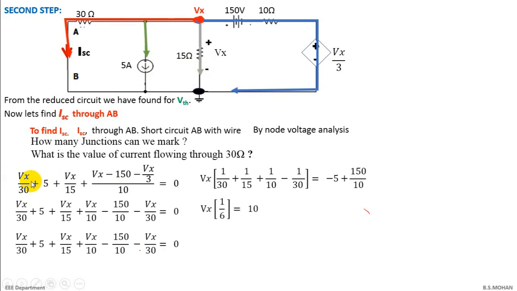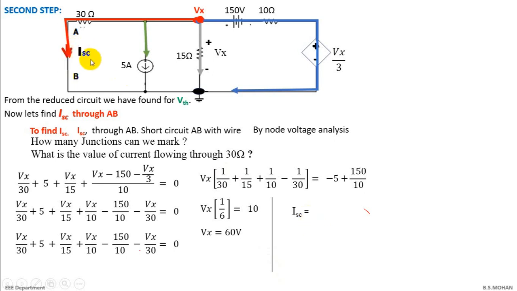When you solve, you'll get Vx as 60 volts. Remember, Vx was 75 for VTH under a different condition. The condition was that this was open circuited. Now this is closed and I have an additional 30 ohms. The entire circuit's characteristics change. I have a 60 volt drop across this 15 ohm now.